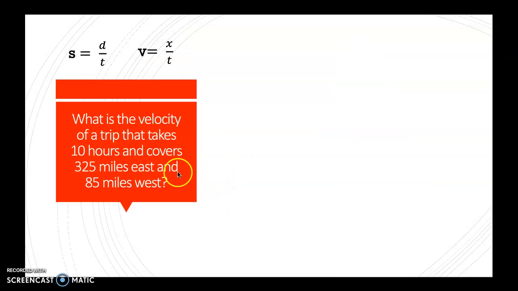Okay. One last one, and this one's going to be a little bit longer to think about, but what is the velocity of a trip that takes 10 hours and covers 325 miles east and 85 miles west? Take a minute, work through this one.